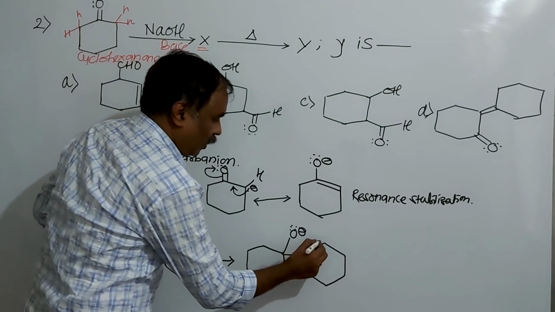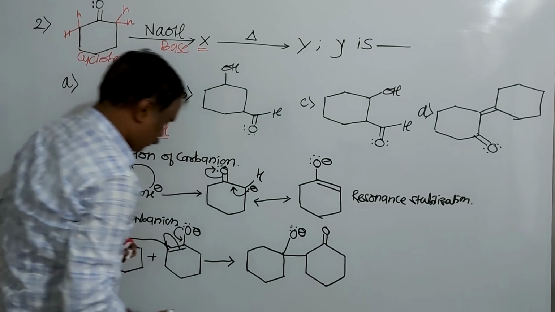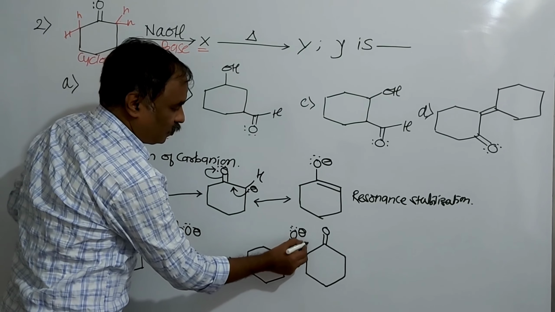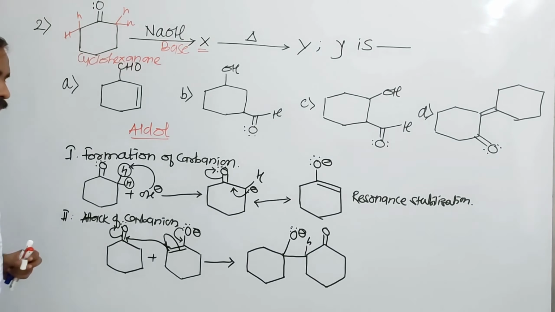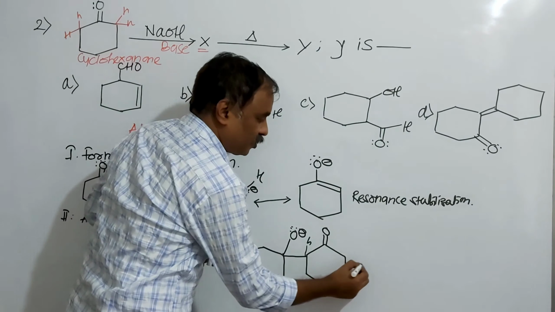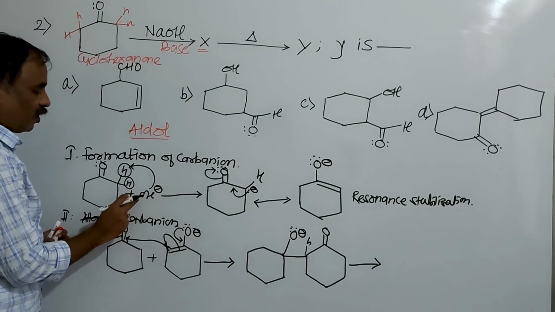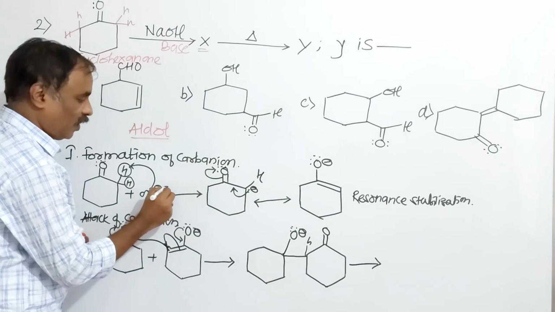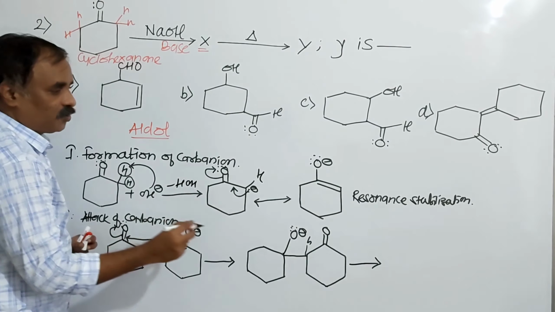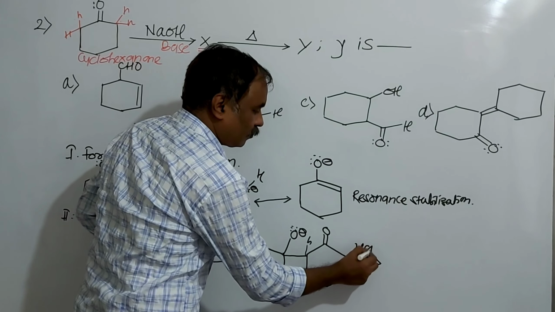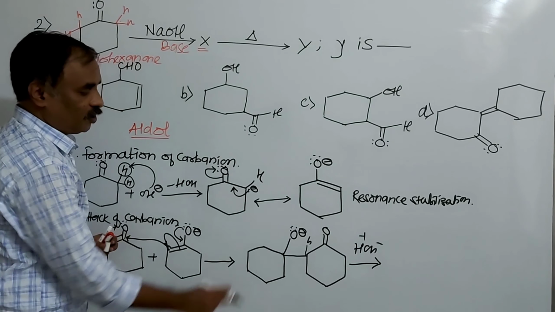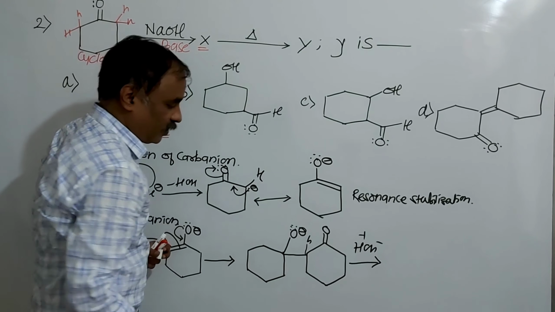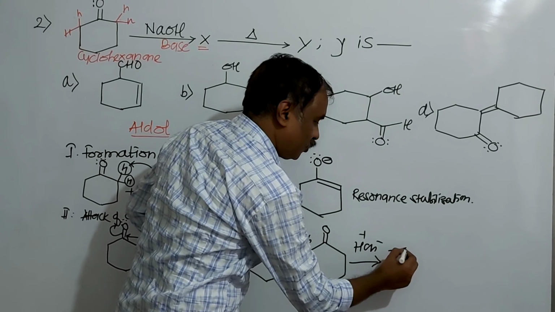Here the carbon-oxygen double bond is as it is. Here it is one hydrogen. Now what is the next? In step number 1, H2O is given out. This base will abstract a proton, and here is the removal of H2O. The same H2O is added here. So this O minus will take this H plus and form an alcoholic OH.